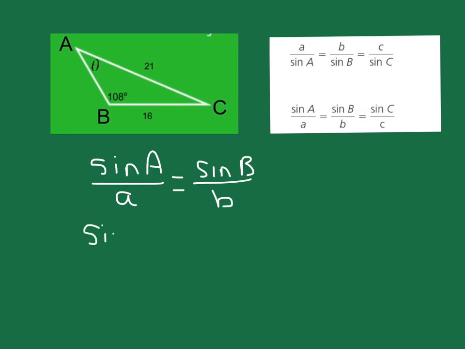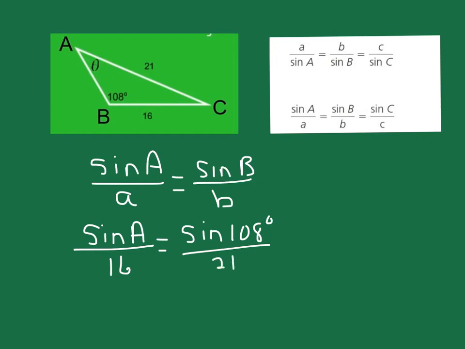So sine A is our unknown. We're going to leave that as A. Side A is 16. For sine B, I'm going to substitute sine of 108 degrees there. And side B is always the side across from angle B, which is 21 in this case.